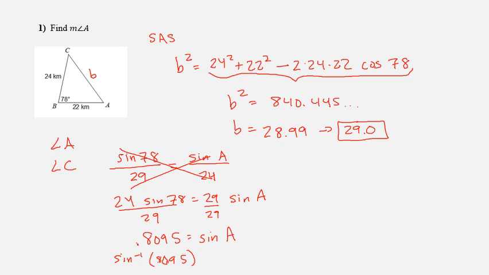Okay, so I'm going to type in my calculator the function key sine inverse of the answer, 0.8095, and I get 54.04. So if we round it, 54.0.